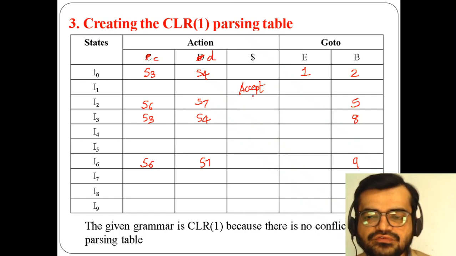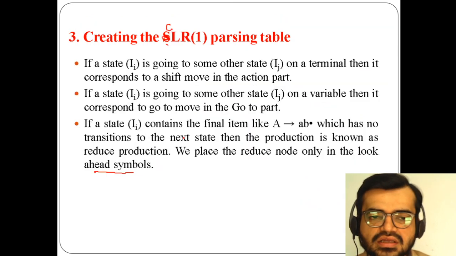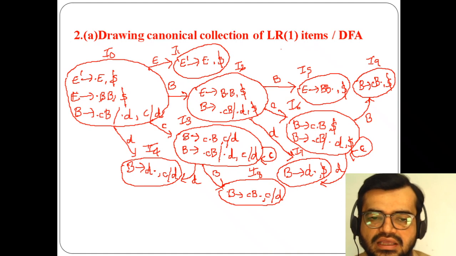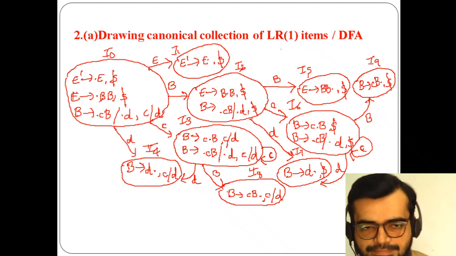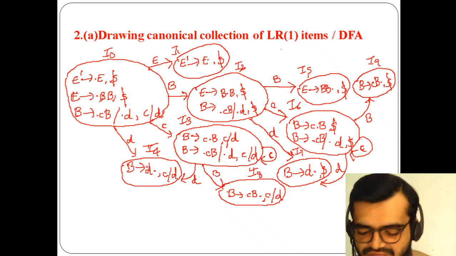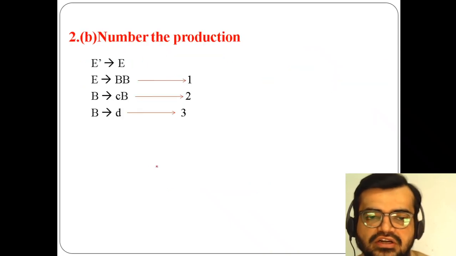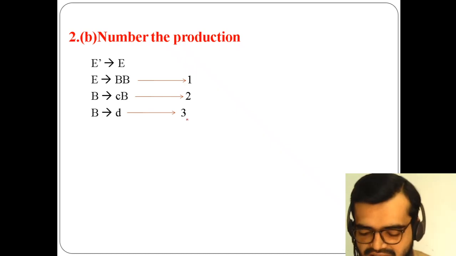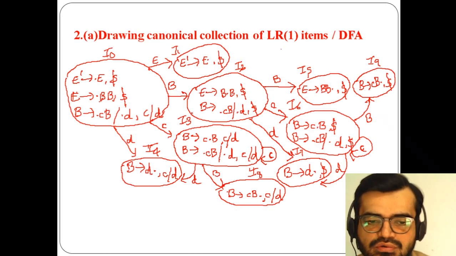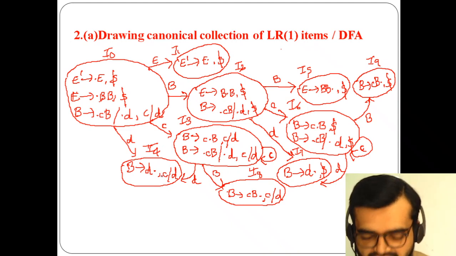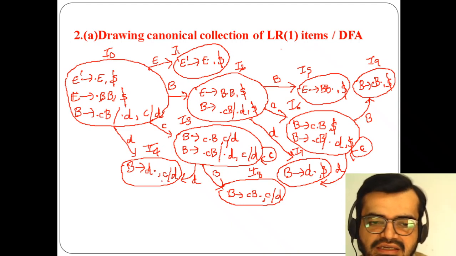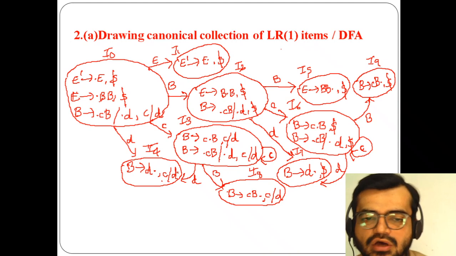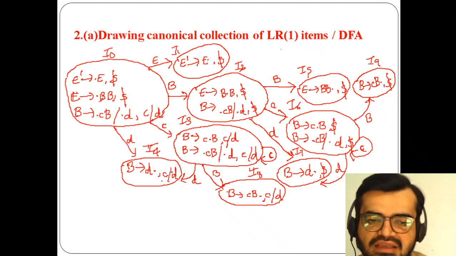Then next comes the fourth state, I4. Now we need to see I4. In I4 what happens is that it is used for a reduce operation. So it is B of D dot. B of D dot means which production number is it? Third. So I can use R3. Should I use R3 everywhere? No. I have to see the look ahead symbol. The look ahead symbols are just C and D. So I should not use R3 in dollar. I should use R3 only in C and D, in the look ahead symbols. That's the main important difference here.